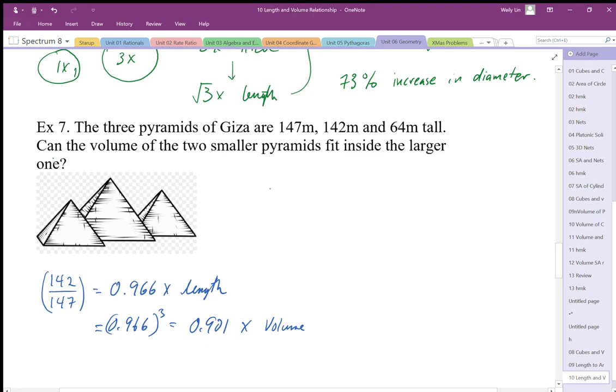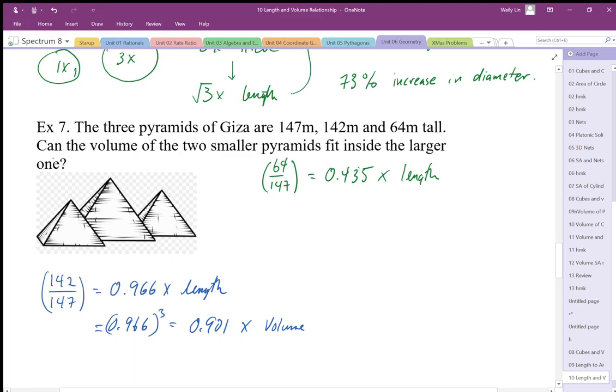So to do that, I need my length multiplier. So I'm going to do 64 divided by 147, and I'm going to work that out. So 64 divided by 147 is going to be about 43.5%. Okay, so 0.435. Okay, so this is times the length.